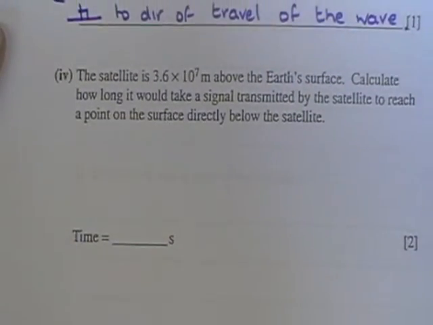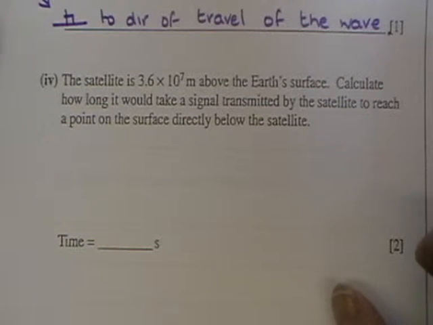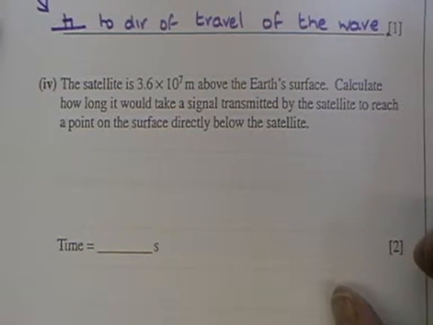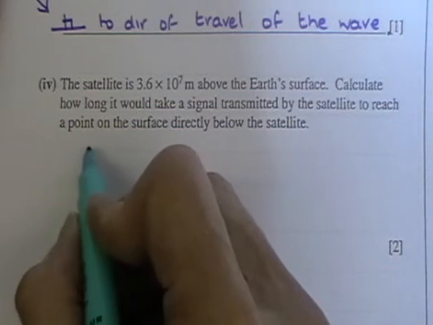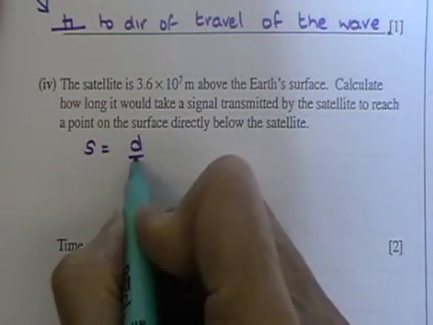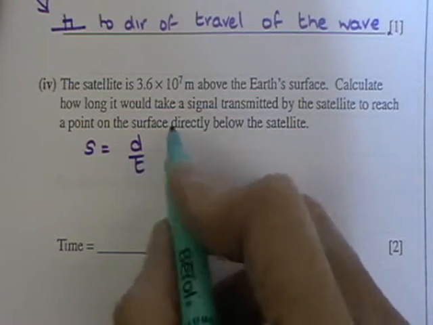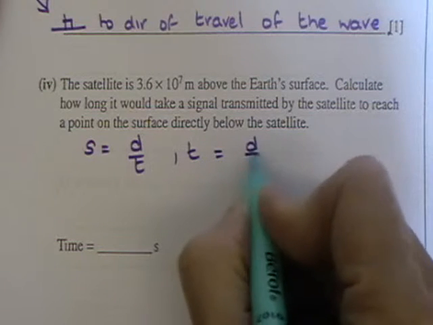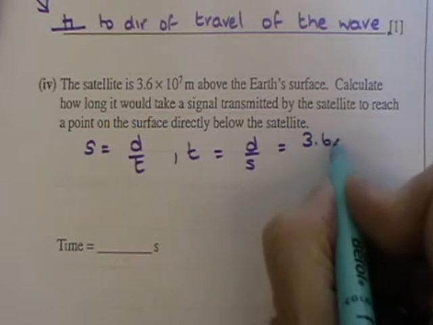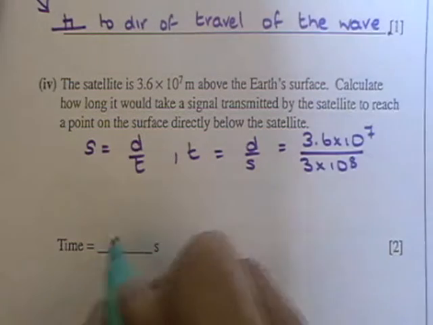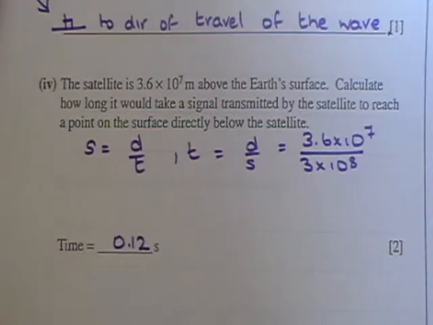Part 4. The satellite is 3.6 by 10 to the 7 metres above the Earth's surface. Calculate how long it would take a signal transmitted by the satellite to reach a point on the surface directly below the satellite. So you can just use speed as distance over time. And the speed, of course, of the signal is 3 by 10 to the 8, which is the speed of light. So time is distance over speed. 3.6 by 10 to the 7 over 3 by 10 to the 8. And that gives you a time of 0.12 seconds. And you would expect a fairly short time.